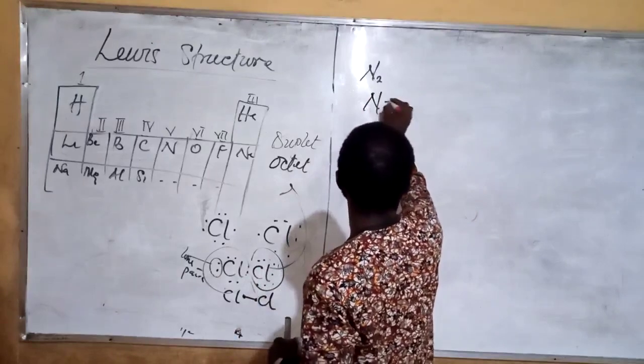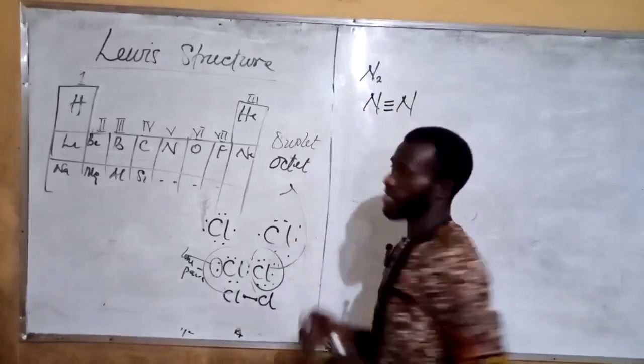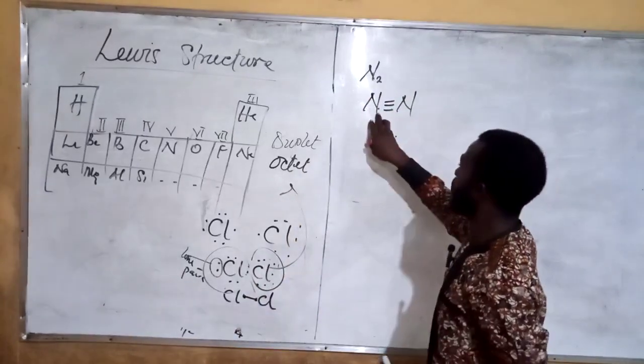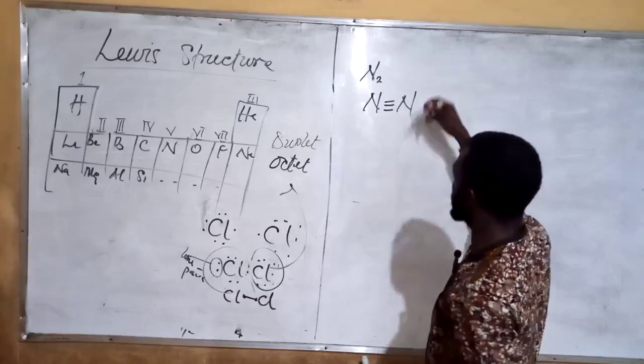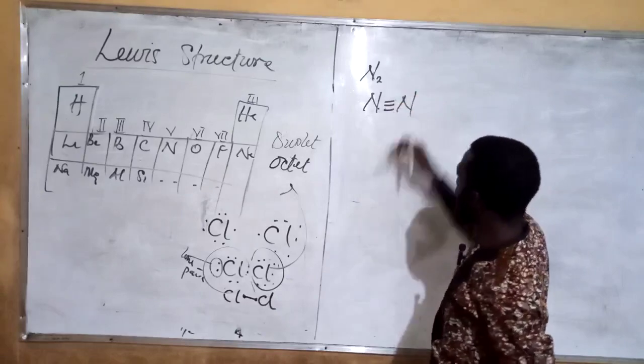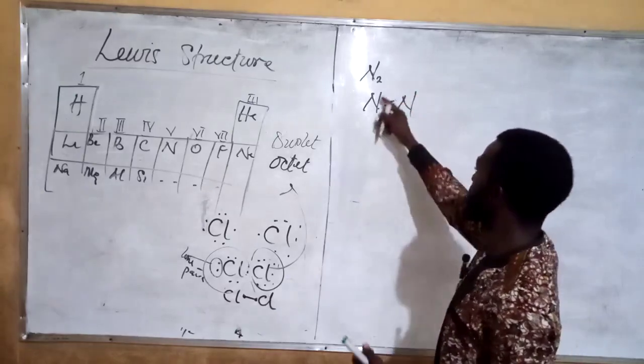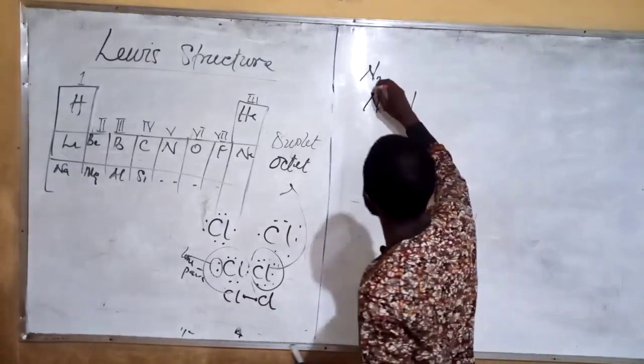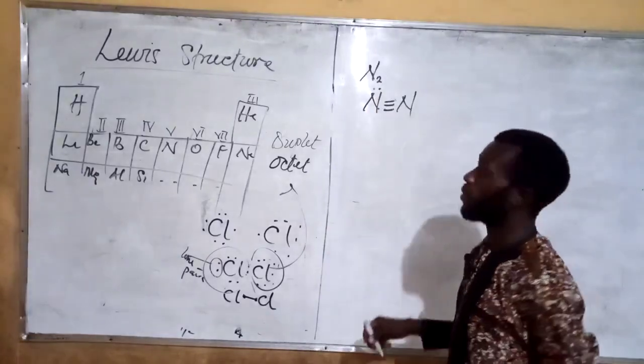So you have N, 1, 2, 3, N. Is that okay? All right. So now let's see how many electrons that they now have. This guy now has 1, 2, 3, 4, 5, 6. Now, but this is not an octet. How do we now have an octet? After having this 6 for this guy, we're going to have 2 more. 1, 2, on 2 more electrons.